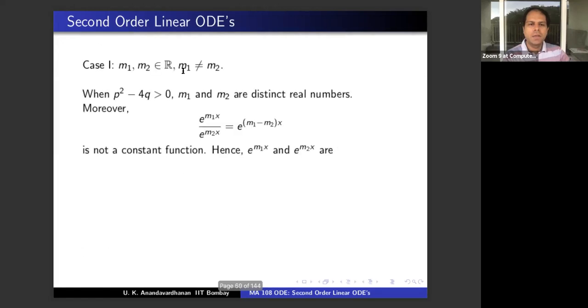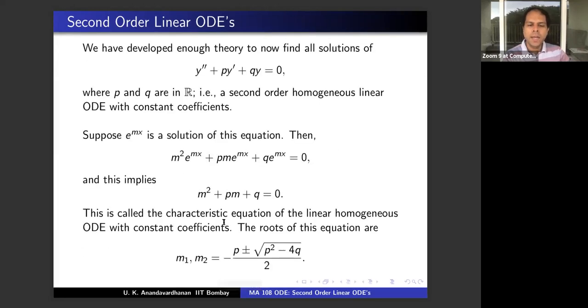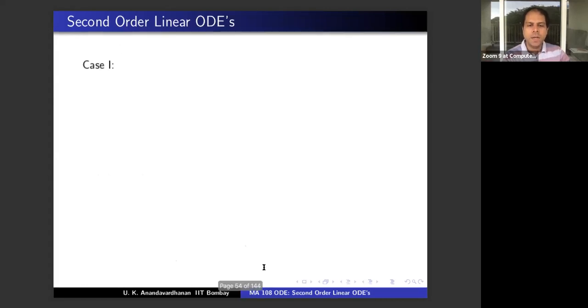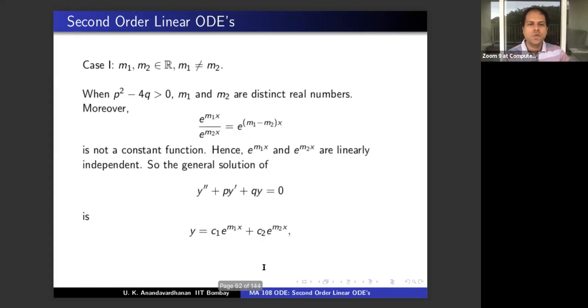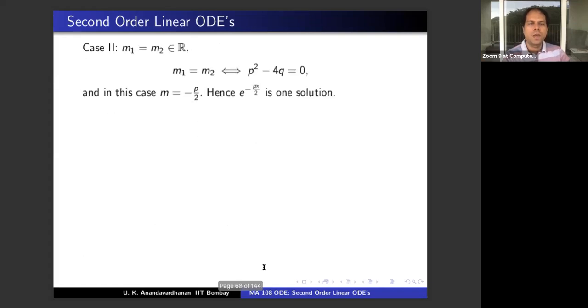Because m is minus p plus or minus 0 by 2. So m1 equal to m2, which I am calling m, that is minus p by 2. So m is minus p by 2, and therefore e power minus p by 2 times x is one solution. But how do you get the other solution?